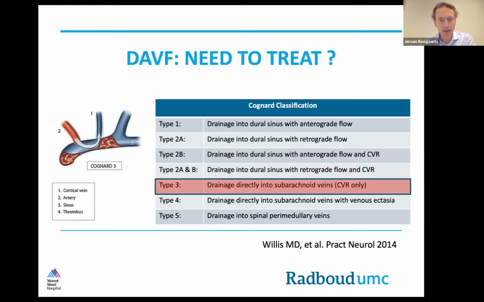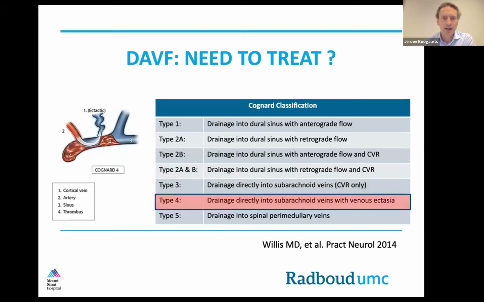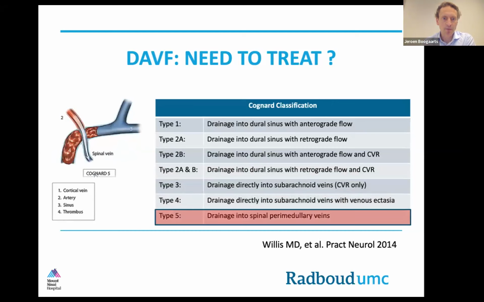Type 3 is drainage directly into the subarachnoid veins, so only corticovenous reflux. And type 4 is the drainage directly into subarachnoid veins with venous ectasia. And type 5 is a rather distinct type of fistula, which is the drainage into the spinal perimedullary veins.